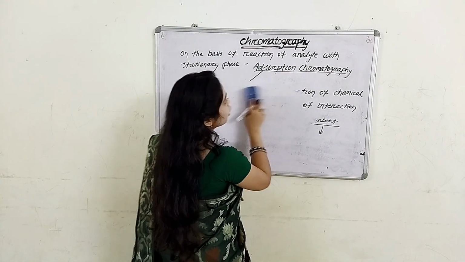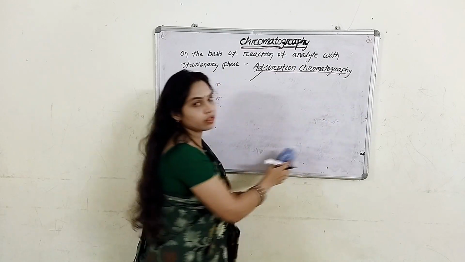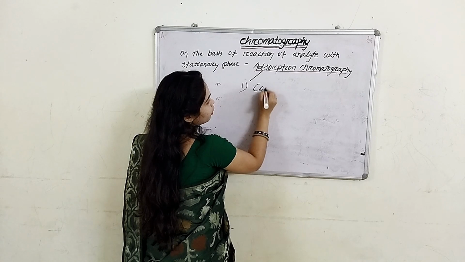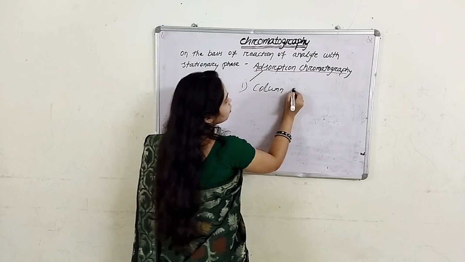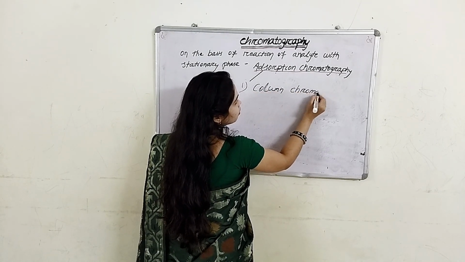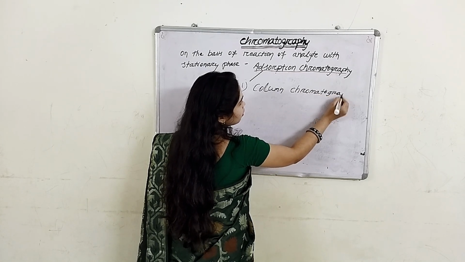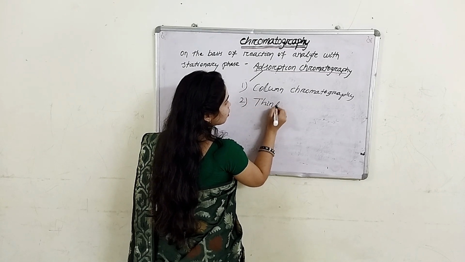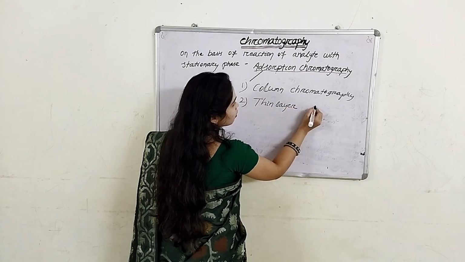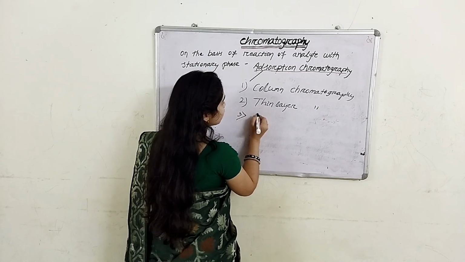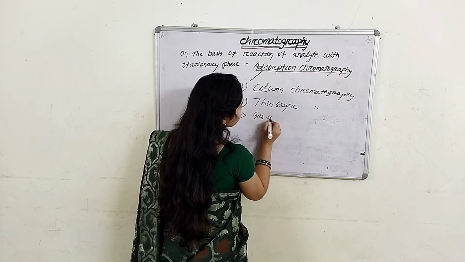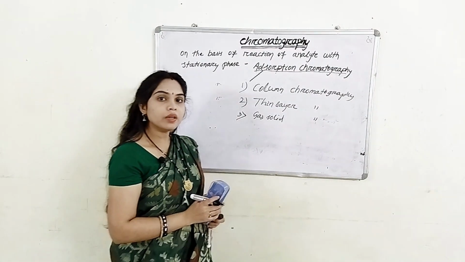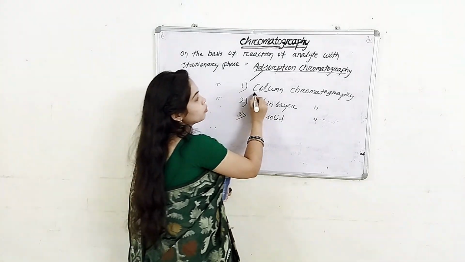So, this adsorption chromatography is divided into 3 types. First is column chromatography, thin layer chromatography, and gas solid chromatography. So, today we are going to discuss about column chromatography.